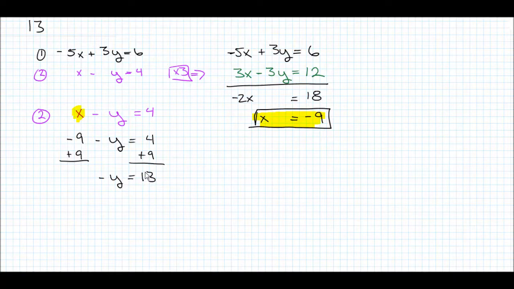Okay, now we're going to multiply each side by negative 1, or basically just flip the signs. So y is going to equal negative 13. And you can check your work to make sure it's right. So you're going to get a solution set of negative 9, comma, negative 13.